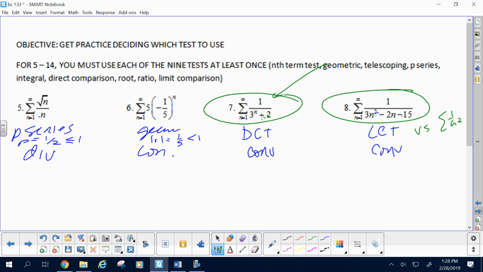Here you compared to 1 over 3 to the n, and you had to prove that the series they gave you was less than a converging series, so converging. And the limit comparison test was against 1 over n squared, or 1 over 3n squared if you like. But the limit is finite, not 0, and so they both converged. P series, p greater than 1, right?